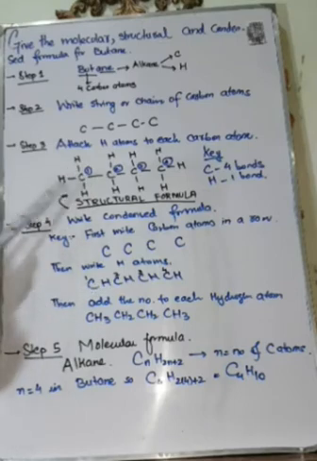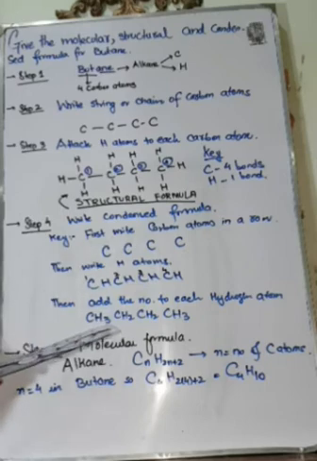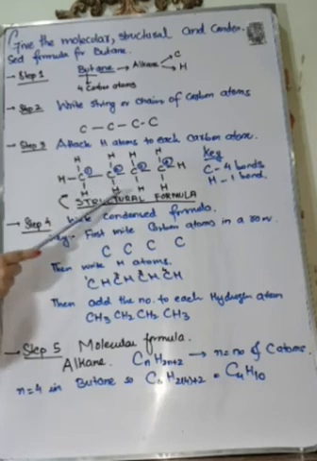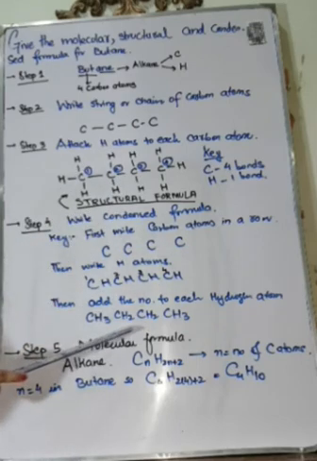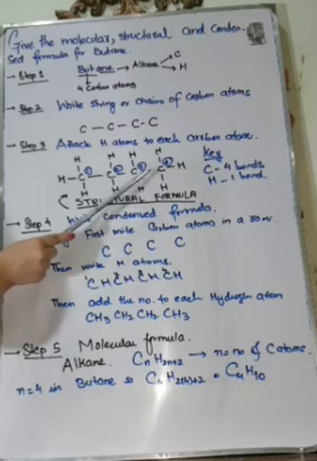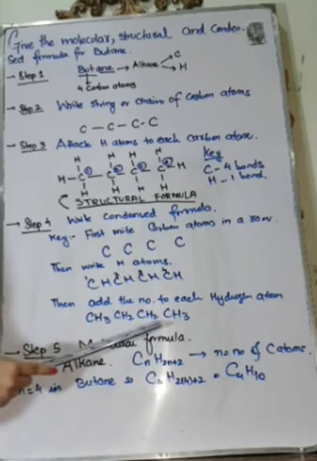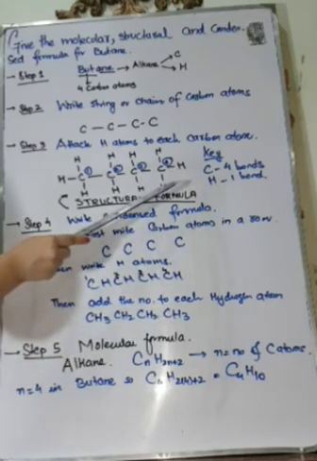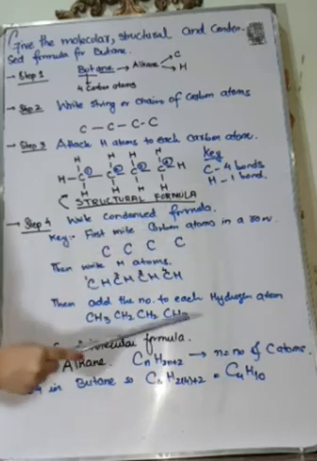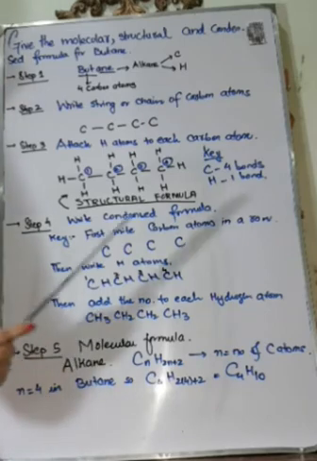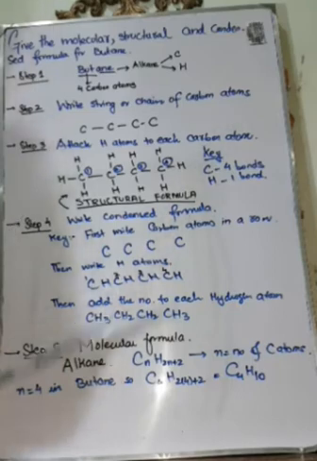Now in the structural formula, with carbon number 1, 3 hydrogen atoms are attached, so we will write CH3. With carbon number 2, 2 hydrogen atoms are attached, so we will write CH2. With carbon number 3, 2 hydrogen atoms are attached, so we will write CH2. With the 4th carbon atom, 3 hydrogen atoms are attached, so we will write CH3. So this is the condensed structural formula for butane because all the horizontal and the vertical lines have been omitted.